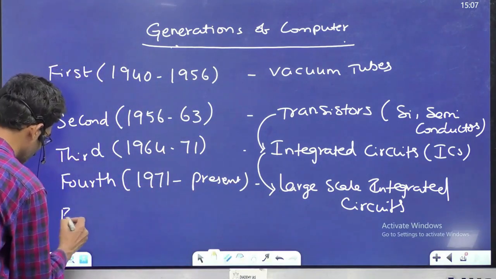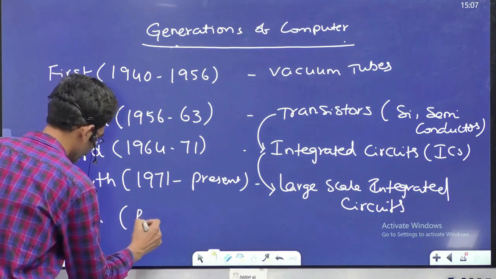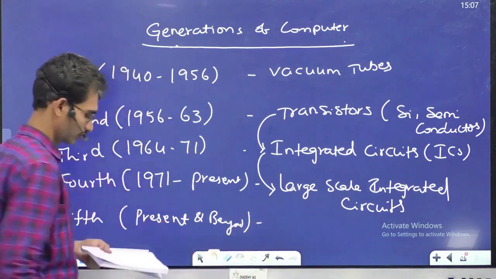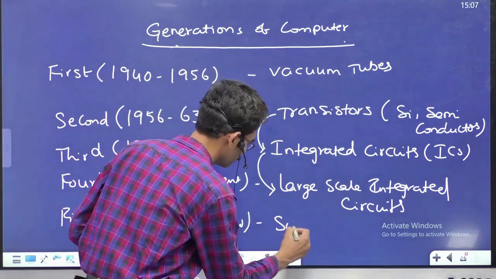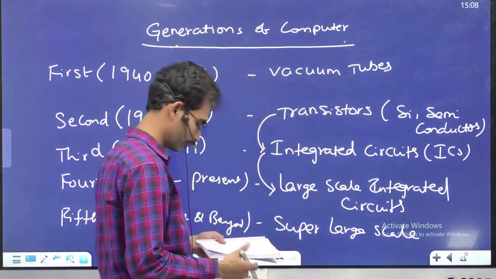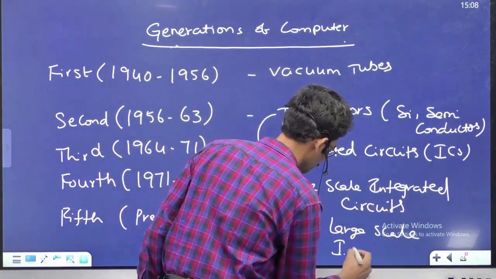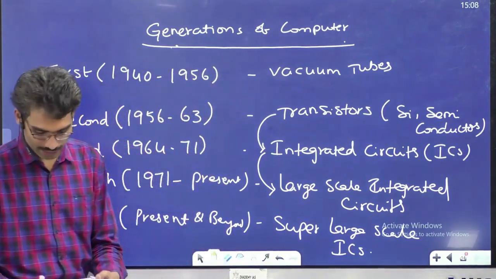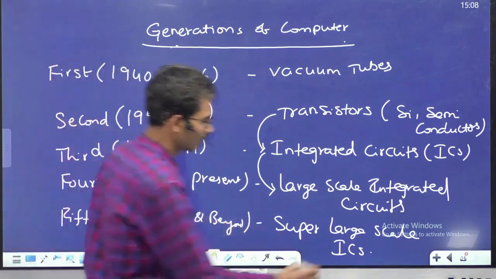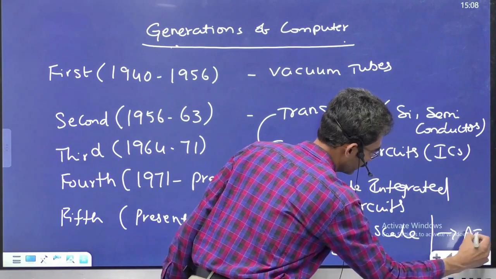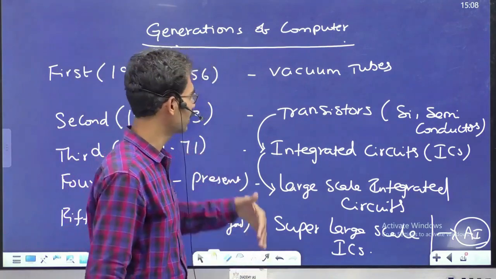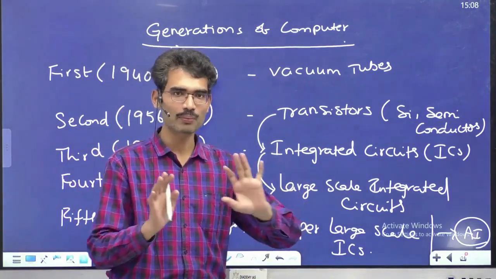Now, fifth generation, present and beyond, super large scale integrated circuits. This fifth generation is required for artificial intelligence, because the number of operations is going to be enormous. They are the same basic arithmetic and logical operations only.